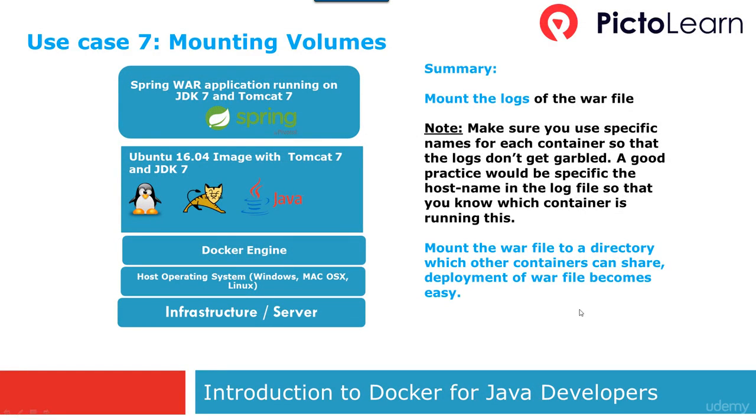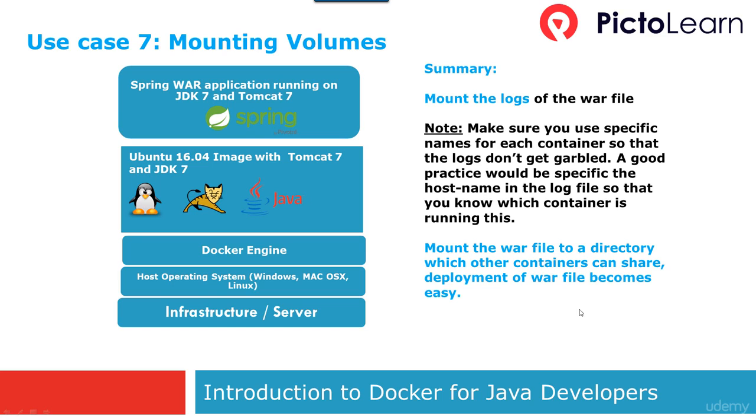Just to quickly summarize, we saw how to mount the logs of the WAR file. One good practice to do this would be to log the files with the container name on it. So if you're using log4j or slf4j, just make sure that you log the host name. The container host name will be different all the time. So that way, even if you're mapping it to the same volume, the logs won't get garbled, and you'd be able to identify which log pertains to which container. And I'm sure you're going to be using rolling file appenders or rotating file appenders as far as gzipping it when the day is done and it rolls over to the next day, or if the size exceeds a certain value.